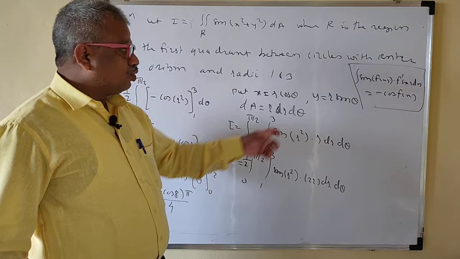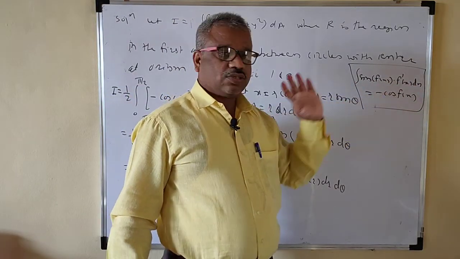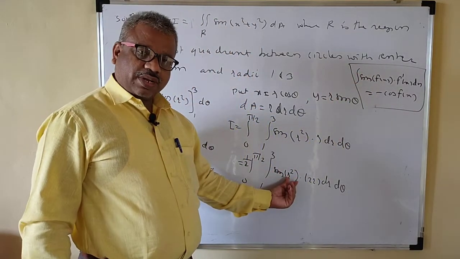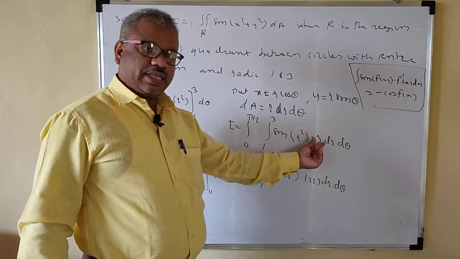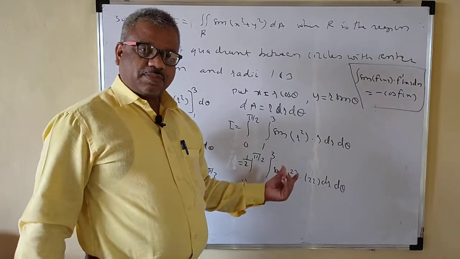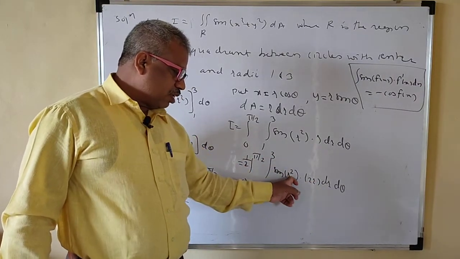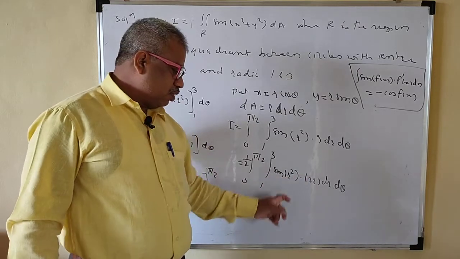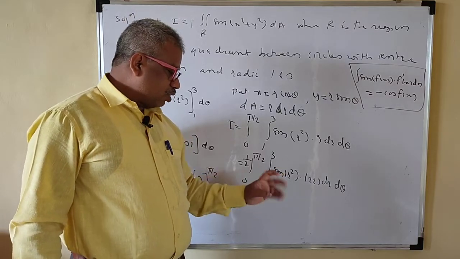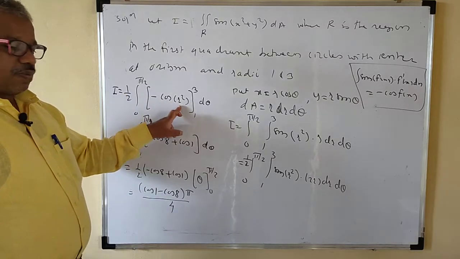Now here we have sin of r square times r. So we can apply the formula: the integration of sin of f(x) times f prime of x is minus cos of f(x). Here we have sin r square and r is there, so we can manage the derivative of r square by dividing and multiplying by 2. So half will be here, and this is of the form sin of something into the derivative of something. So the integration is minus cos of something. So this is 1/2 times minus cos of r square.